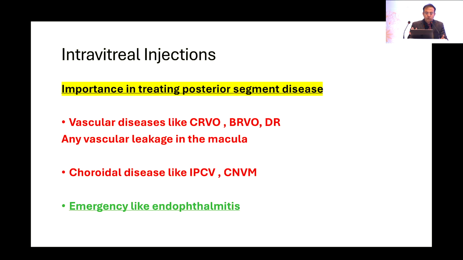So whenever we talk about the diseases, we talk about 3 diseases. First is the vascular disease, where the vascular permeability is an issue, like a central retinal vein occlusion, branch retinal vein occlusion, or a diabetic retina. Then we understand the choroidal diseases like IPCV or choroidal neovascular membrane. Dr. Tinku has very nicely shown how to differentiate between a vascular disease and a choroidal disease on OCT. And finally, the emergency situations like endophthalmitis.